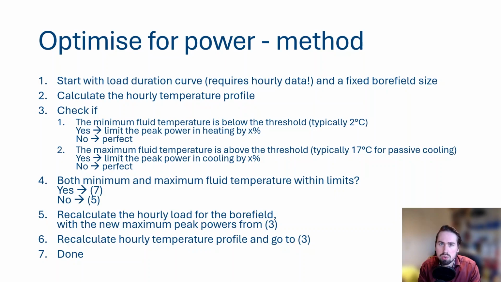but now taking into account the maximum peak heating and cooling we've set in step 3. And then we recalculate the hourly temperature profile, and we again check if the temperature limits are crossed. And if they are, then we again decrease the peak power we put onto the ground, and we iterate until we see that the total temperature profile stays within the temperature limitations. And then we're done.